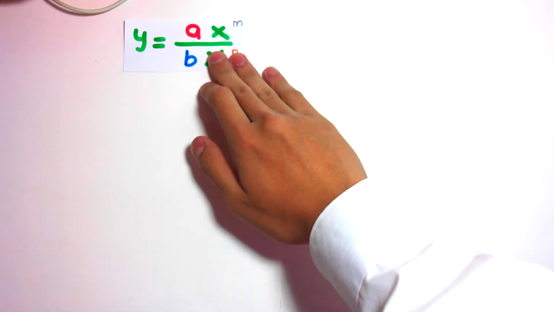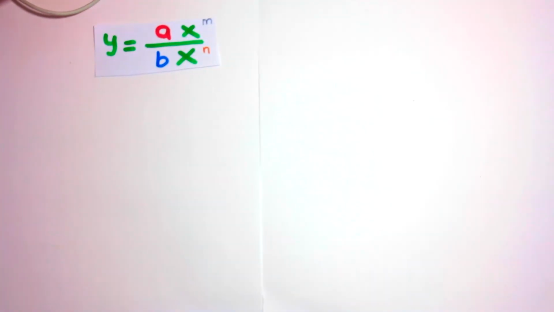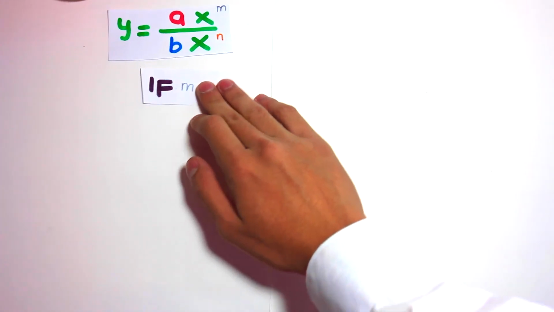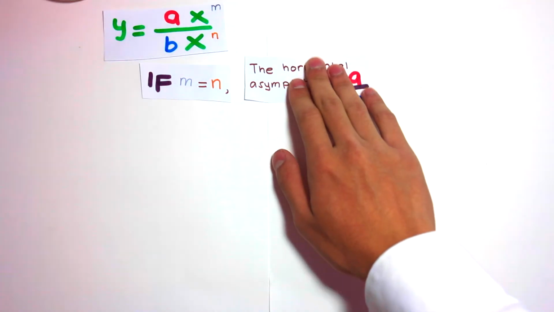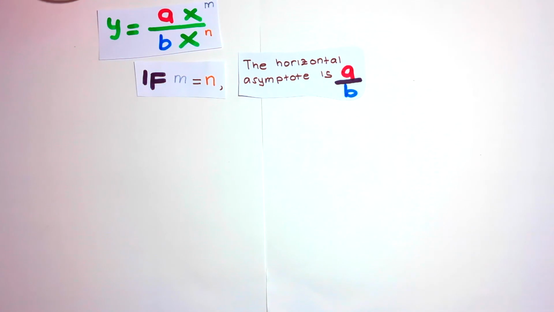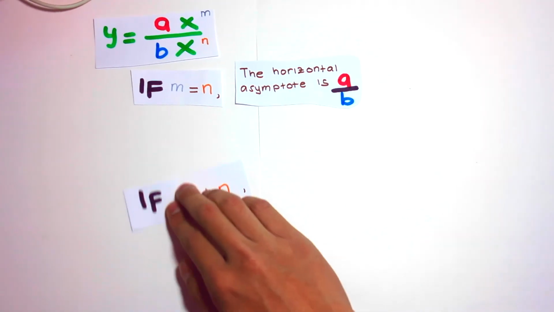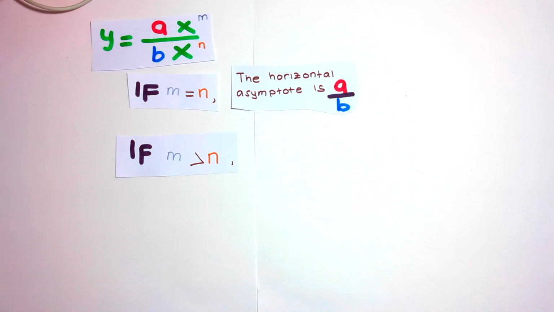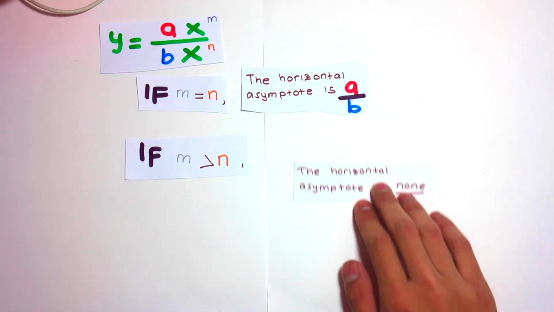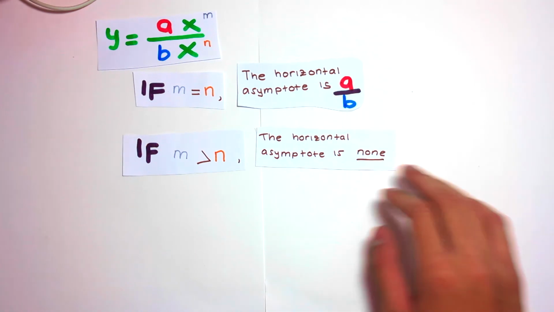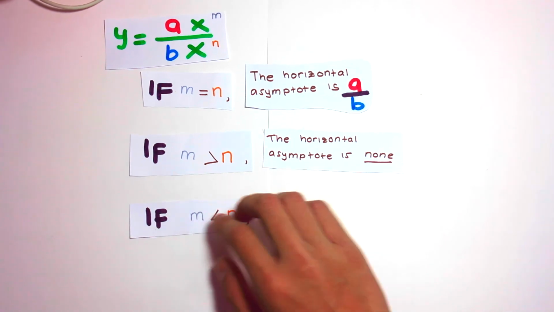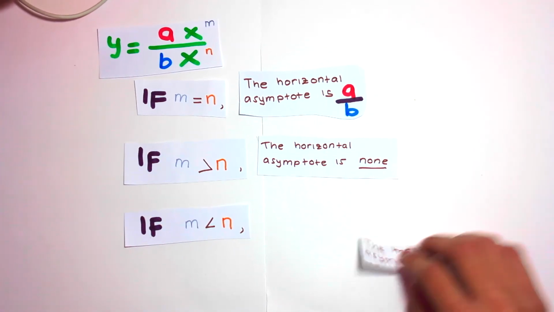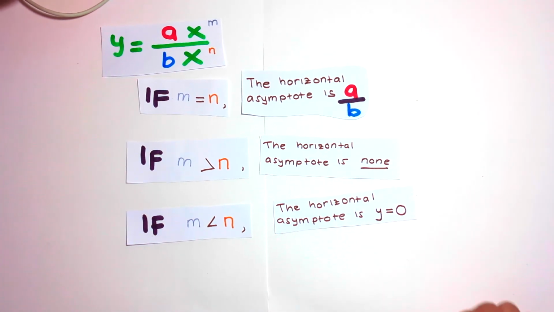Note: Remember, if you want to find a horizontal asymptote, what you need to do is look at the equation in which y equals ax to the m power over bx to the n power. If m is equal to n, the horizontal asymptote is a over b, which is the ratio of the coefficients. If m is bigger than n, the horizontal asymptote is none, which means there won't be any. And if m is less than n, the horizontal asymptote is 0.